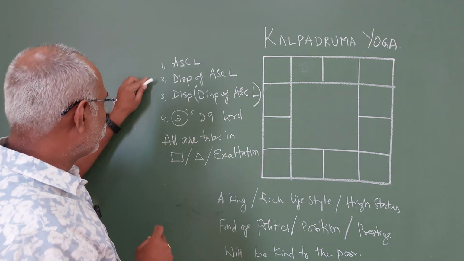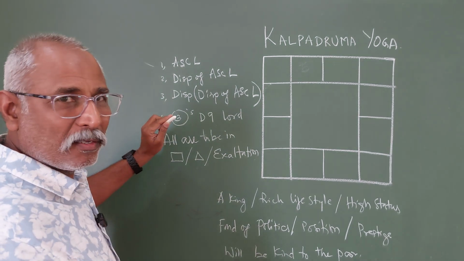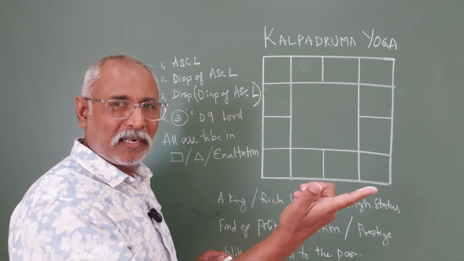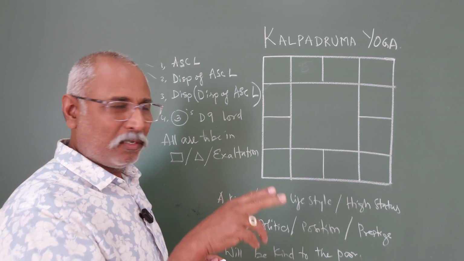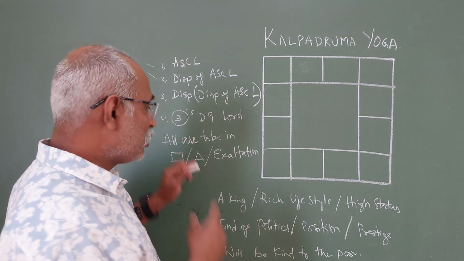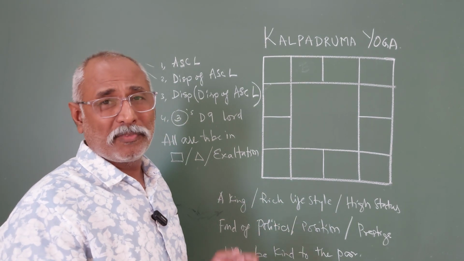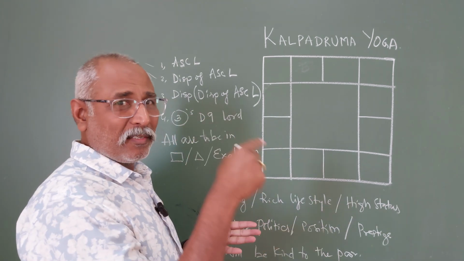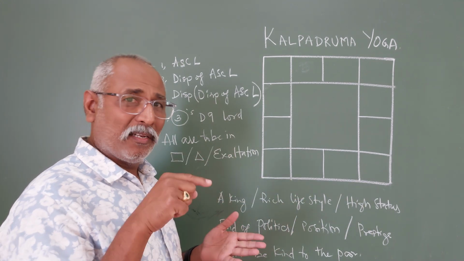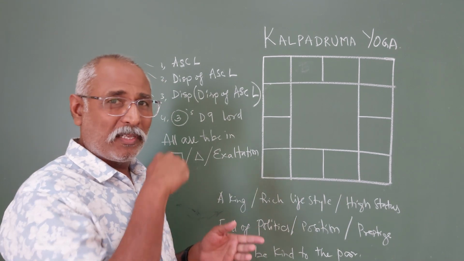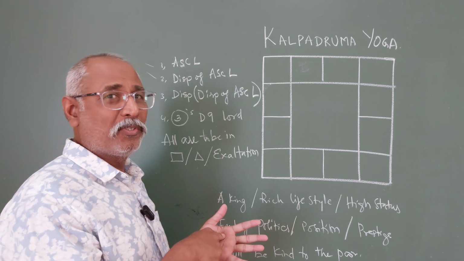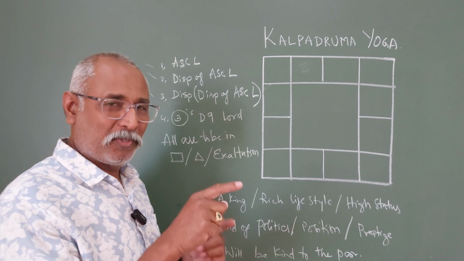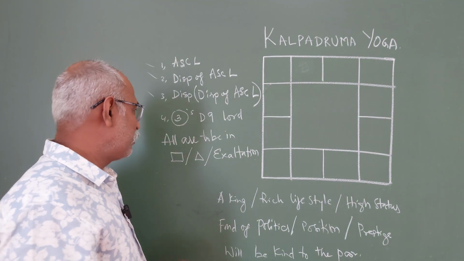See, there are four things required. One is the ascendant Lord. Next is the dispositor of the ascendant Lord, that is, the Lord of the sign where the ascendant Lord is posited. And then the dispositor of that dispositor. The ascendant Lord might be placed somewhere, and the Lord of that sign is placed somewhere else, and then the Lord of the sign where that one is placed. So there are three dispositors, three levels.